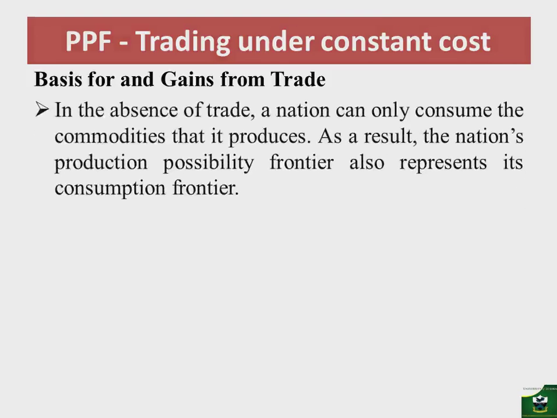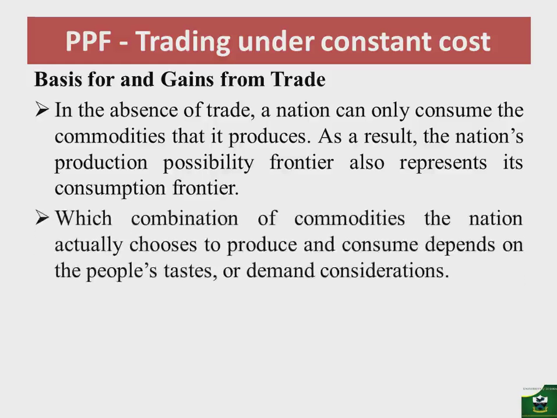Okay, so in the absence of trade, a nation can only consume the commodities that it produces. In other words, when the nations are in autarky, consumption will be a subset of production. What is produced domestically is what the people in the nation will consume. And if we assume that whatever is produced is consumed, then in autarky, production is equal to consumption. And as a result, the nation's production possibility frontier will also reflect the consumption frontier.